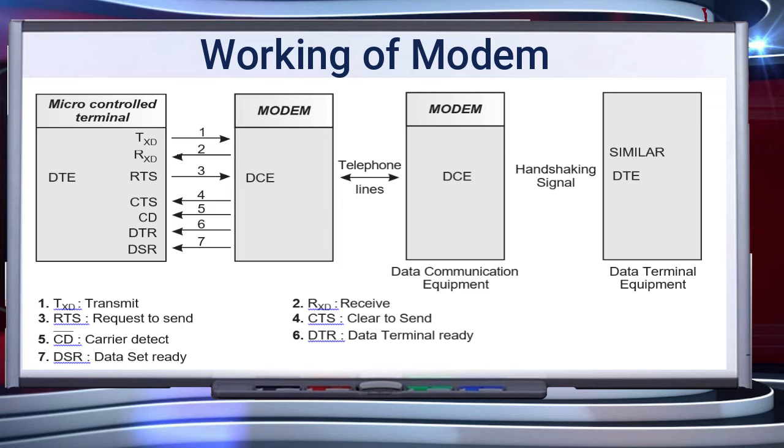Now when the terminal has a character set to send, it will assert the RTS, that is request to send, signal to the modem. The modem then asserts its carrier detect, that is CD, signal to the terminal to indicate that it has established contact with the computer. When the modem is ready to transmit data, it asserts the clear to send, that is CTS, signal back to the terminal.